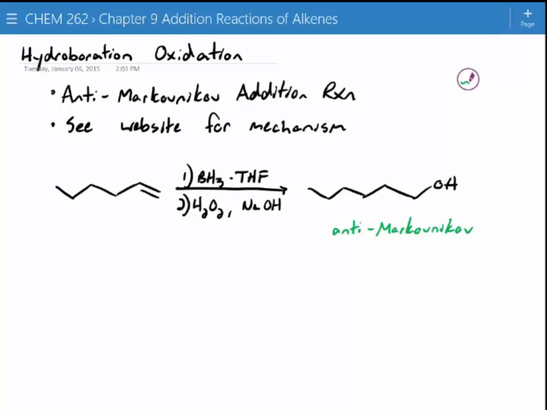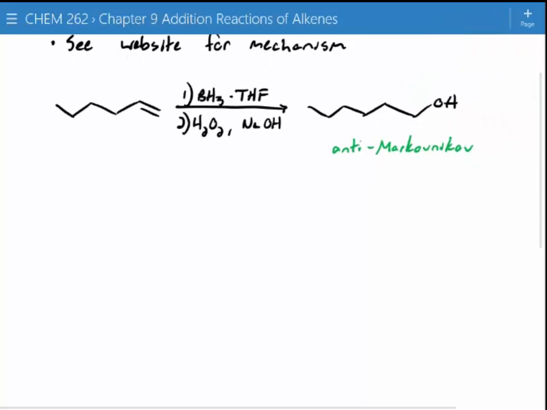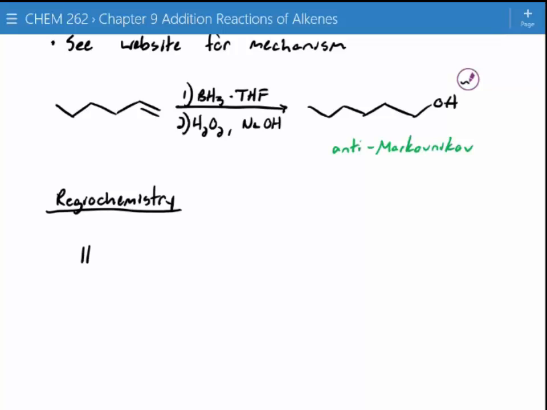The reasoning behind this is interesting. We're not going to do the entire stepwise sequence, but the first step explains the regiochemistry that's occurring here. So why is the alcohol adding to one side and not the other? So let's take an example, a really simple alkene. And we're going to have this react with our borane, which we know is BH3.